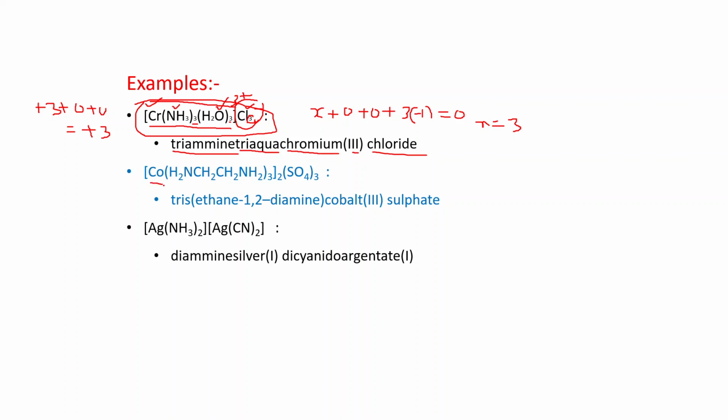Now in this case, again, this is a positively charged coordination entity, and this is a negatively charged counter ion. First we'll write the name of ligands. Now this ligand, identify the ligand.